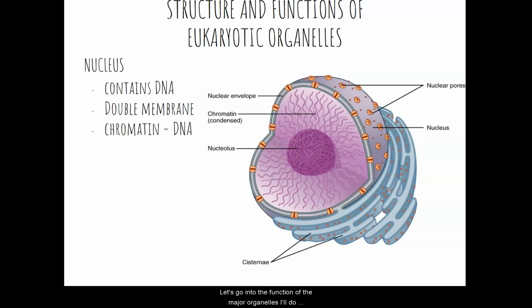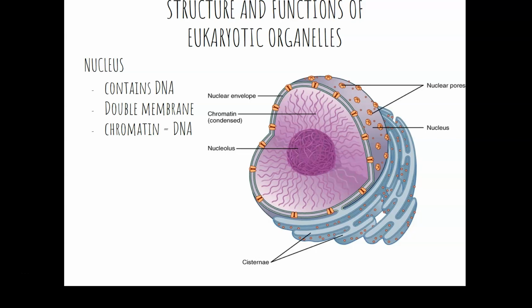So let's go into the structure and function of the major organelles. I'll do this really briefly because you've got a textbook that you can read through as well. So the nucleus, it has a double membrane, so not just one phospholipid membrane, but a double phospholipid membrane.